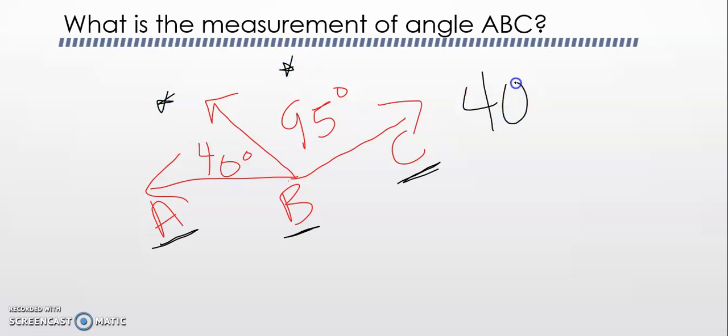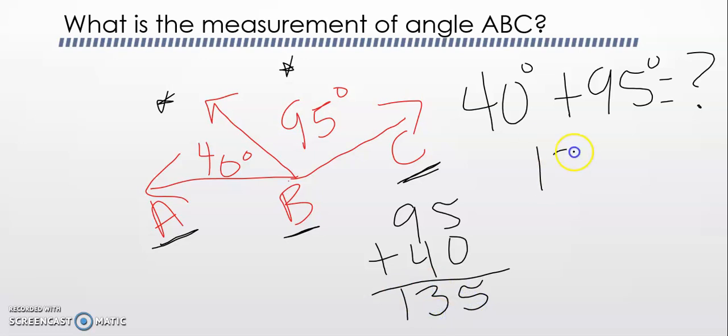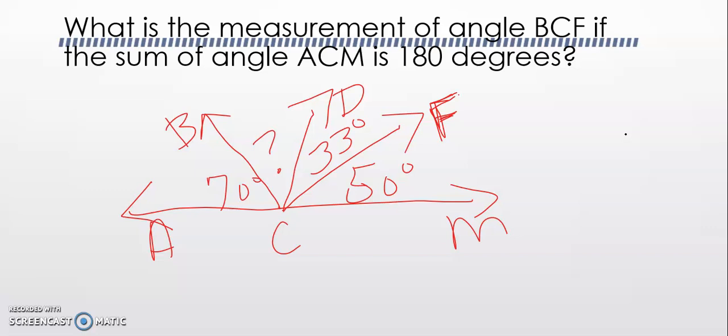So since I need the total, write out my equation. That means I'm adding. I do not know the total yet. So I set up my problem. 95 plus 40, 5, 13. So angle ABC equals 135 degrees. Next question. Remember to press pause, try it yourself, then press play to check your answer.